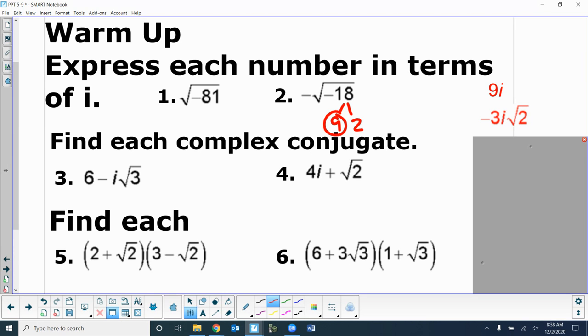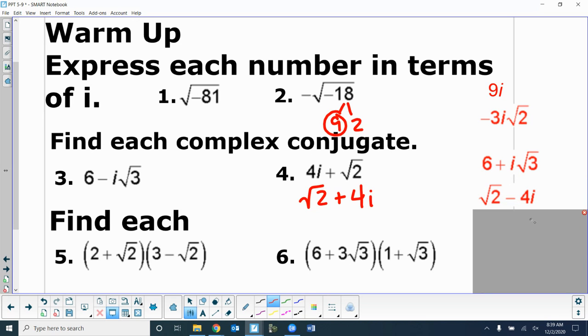What's the conjugate of number 3? Yeah, just 6 plus i radical 3, right? It's in the right order. Is this one in the right order? No. So when we put it in the right order, the real part in front, and the imaginary part in back, what's the conjugate? It's radical 2 minus 4i, right? Okay?